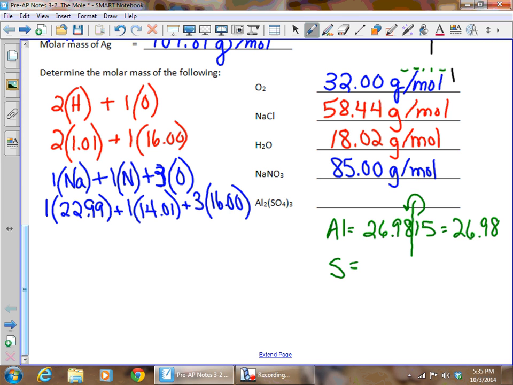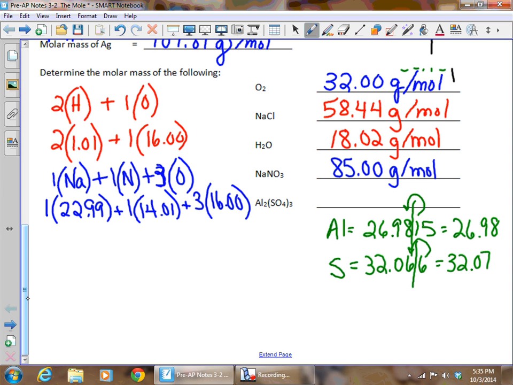Sulfur, when we look it up on the chart, is 32.066. Draw the line after the second place past the decimal. That 6 says round up, so we're going to get 32.07 for our molar mass for sulfur.